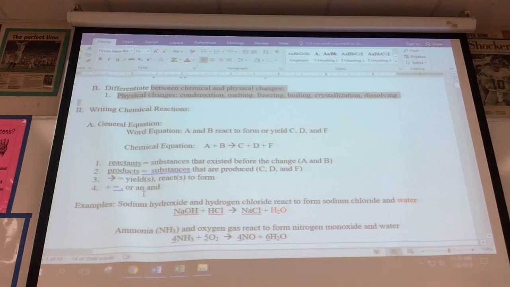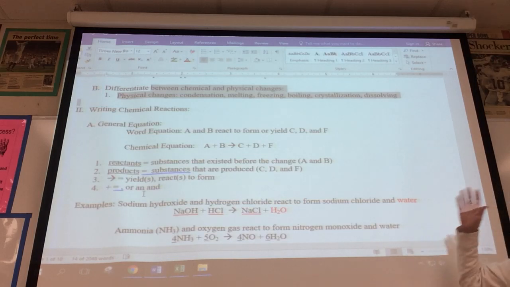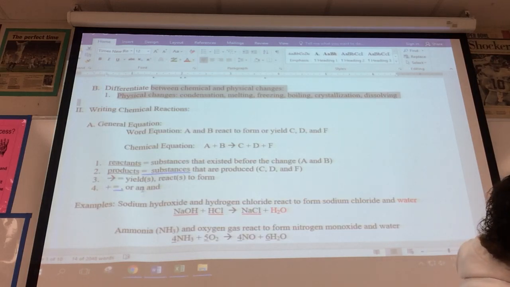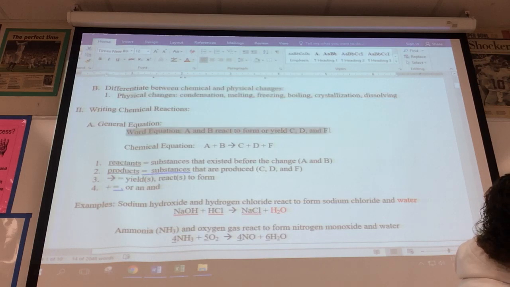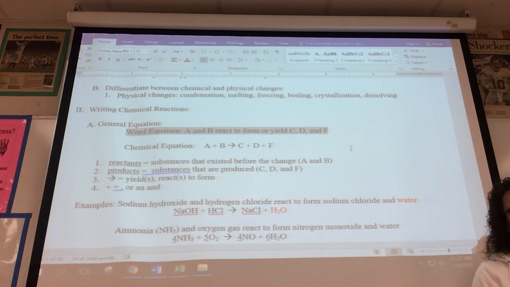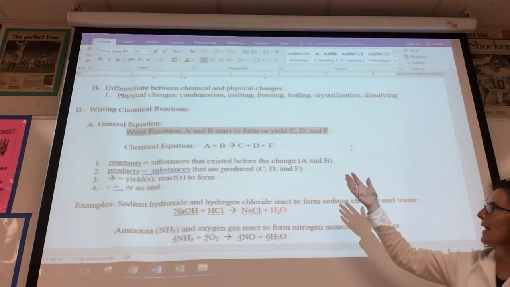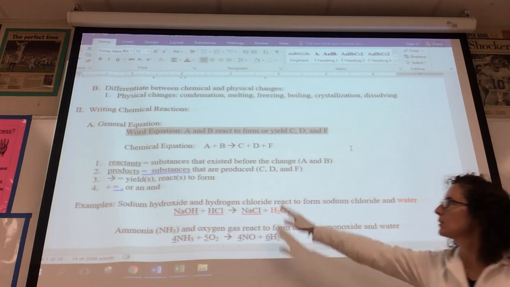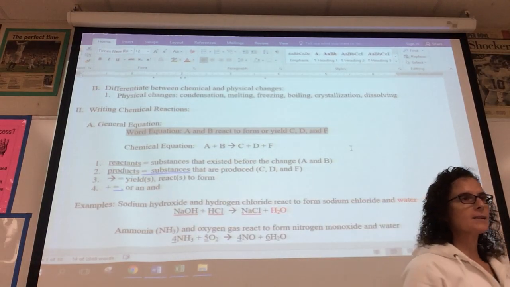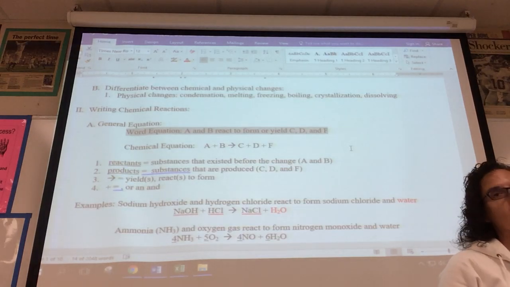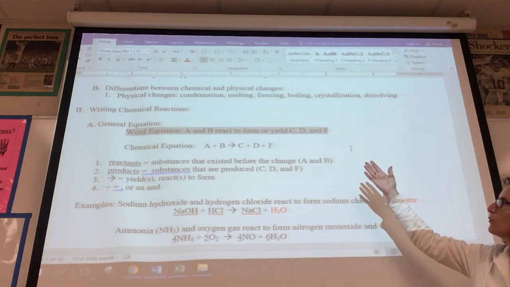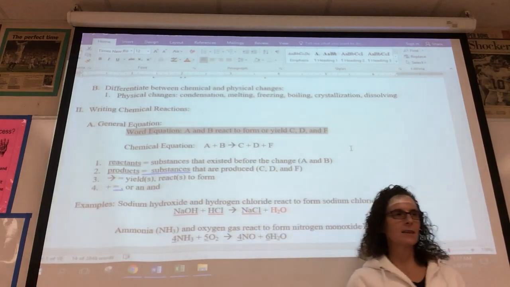What we really want to get into today is writing and balancing chemical equations. And when you write a chemical equation, you can go from a simple word equation, A and B react to form or yield C, D, and F, to a chemical equation where you have substances, pluses, and arrows only. So in A and B, the "and" is replaced with the plus sign. So a plus replaces an "and" or a comma. React to form or yield is represented by the arrow.